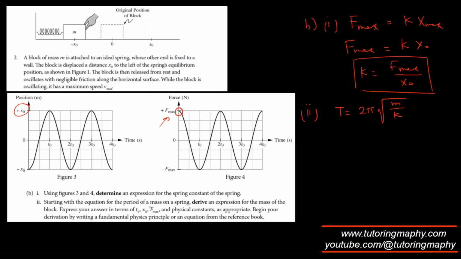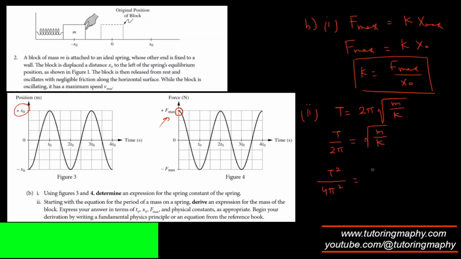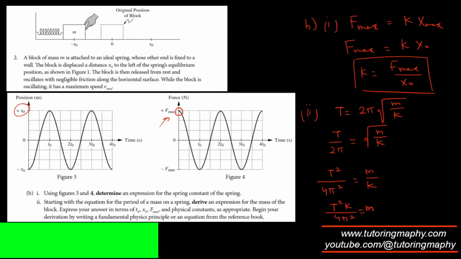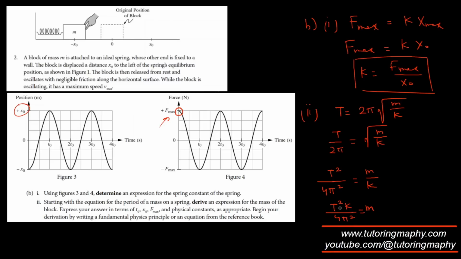I need to find the mass in terms of all this. So I'm going to square both the sides because I need to get this away from the radical. Or maybe I can divide by 2 pi both the sides first. So that looks like this. Then I can square both the sides. So T squared over 2 pi squared is 4 pi squared, and the square of root m over k is just m over k because the radical will disappear. I'm going to multiply k both the sides, so it will be T squared k over 4 pi squared is equal to m. However, in our answer, they do not need capital T and they don't need k as well.